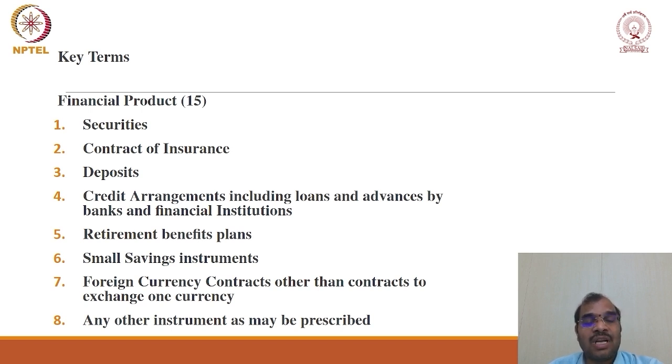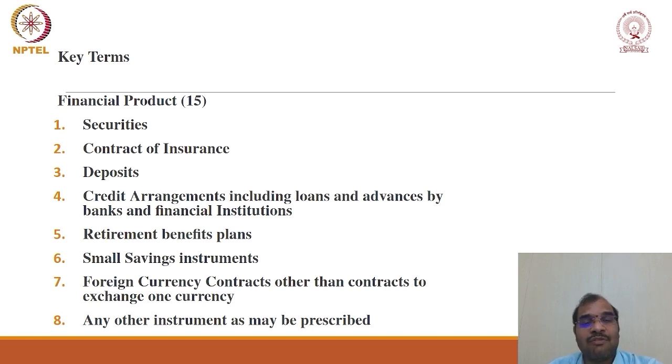Then foreign currency contracts other than contracts to exchange one currency. Whenever you are having foreign currency contracts, suppose you are having options or derivatives, there can be a derivative which is based on foreign currency. Derivative means an instrument where the value of such instrument is derived from one underlying asset. This underlying asset can be foreign currency.